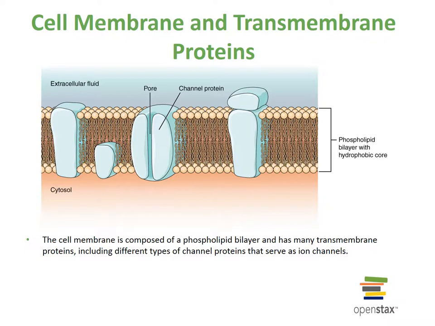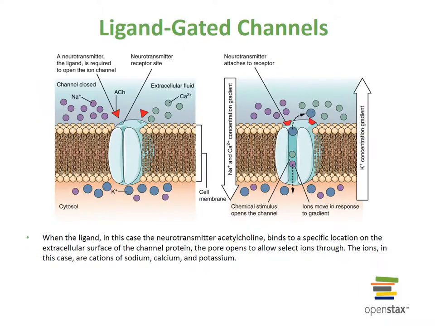Here you can see some examples of the cell membrane and transmembrane proteins, which make up the different types of channels that we just discussed. Here is an example of a ligand-gated channel or chemically gated channel where a neurotransmitter or chemical binds to its appropriate receptor site on the protein, which opens the channel.